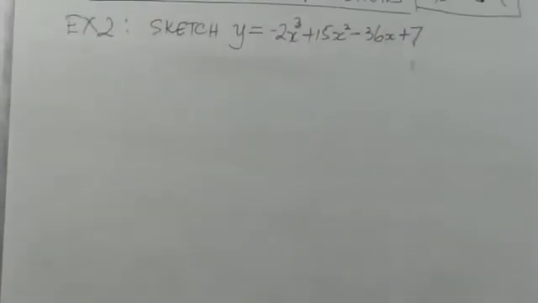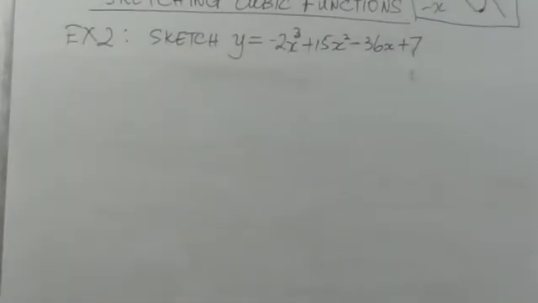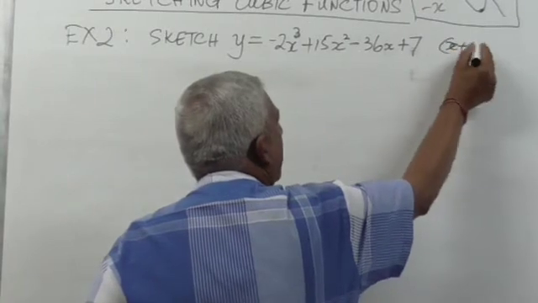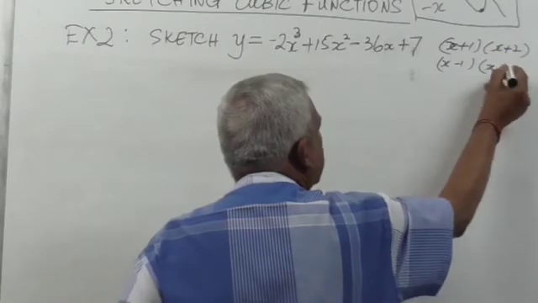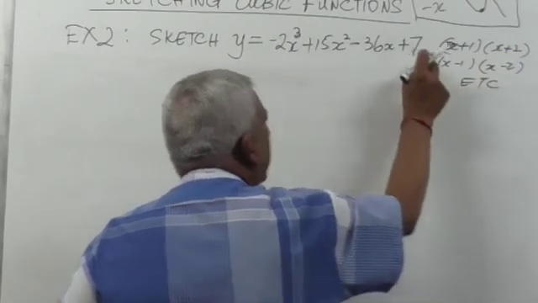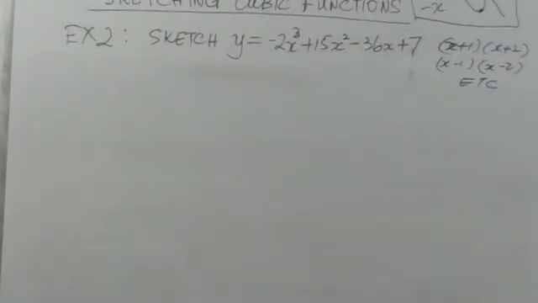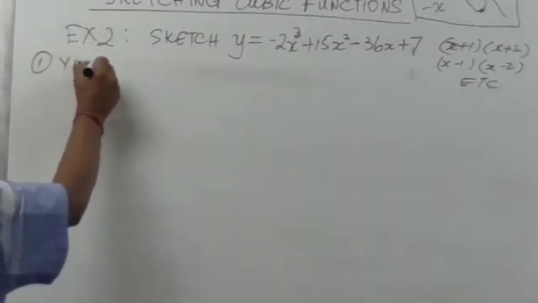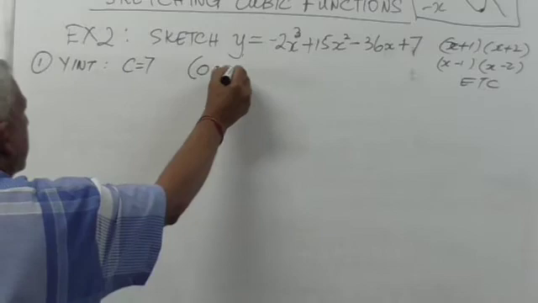Alright, welcome back, and we are now going to give you the answer to this graph. When you try x plus 1, x minus 1, x plus 2, x minus 2, etc., you'll find that none of them is going to give you a factor. So first thing is we can find the y-intercept. The y-intercept, c, is equal to 7. In other words, that first ordered pair is (0, 7).